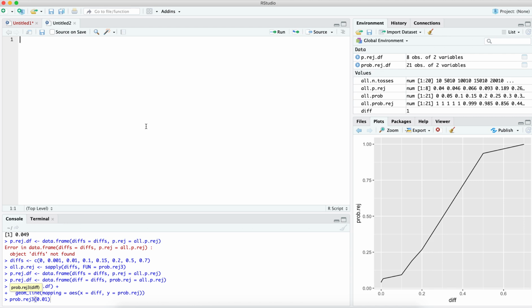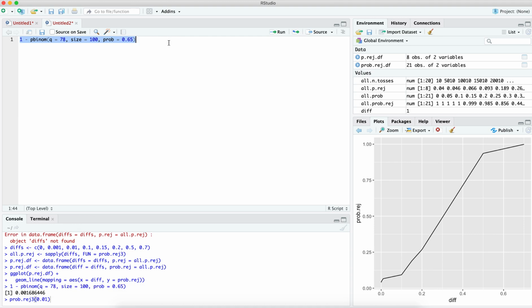So what we want is the probability of more than 78. That is the same as 1 minus the probability of 78 or less, because we want strictly more than 78, not 78 or more. So that would be 1 minus pbinom, with q equal to 78, size equal to 100, and prob equal to 0.65. That's the true probability. This is the probability of 78 or fewer, and 1 minus that gives more than 78. So you can look at this probability, and that's what you get.